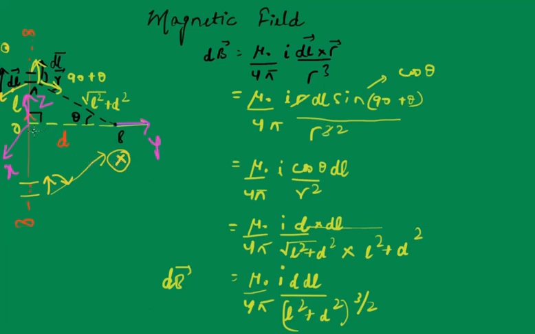So by symmetry we can assume that the magnetic field because of the positive half of the wire will be equal to the magnetic field due to the bottom section of the wire. So we can find the magnetic field because of the upper section of the wire and multiply by 2. That will give the magnetic field due to the whole wire. So in a way, to find the magnetic field because of the whole wire, we will have to integrate this.